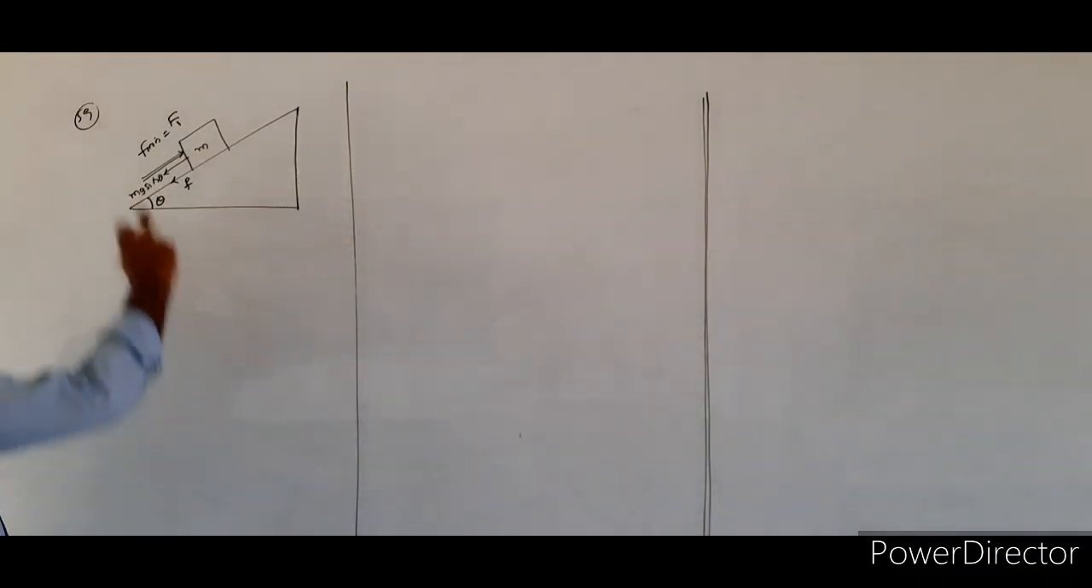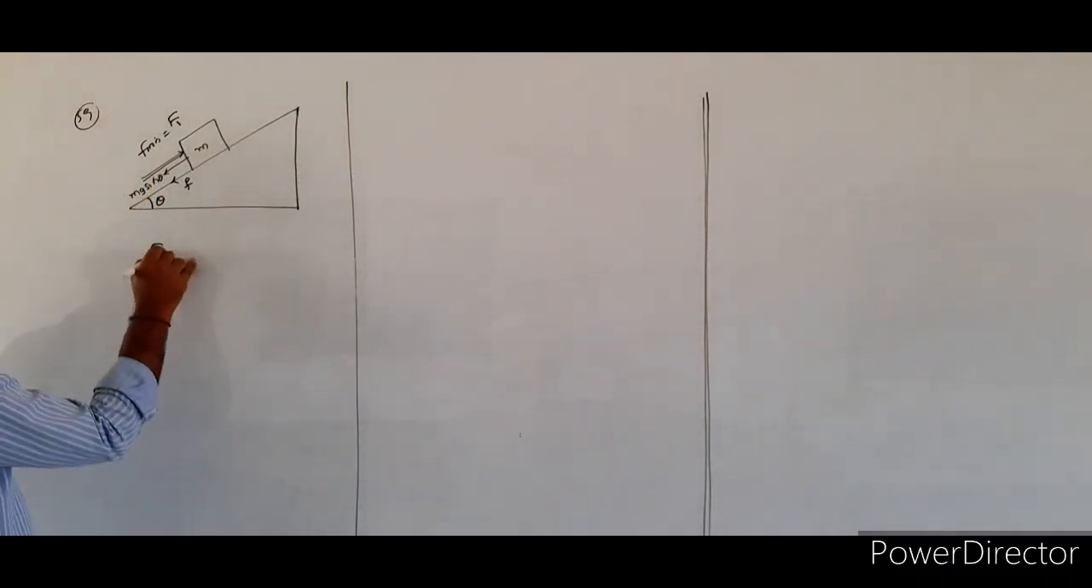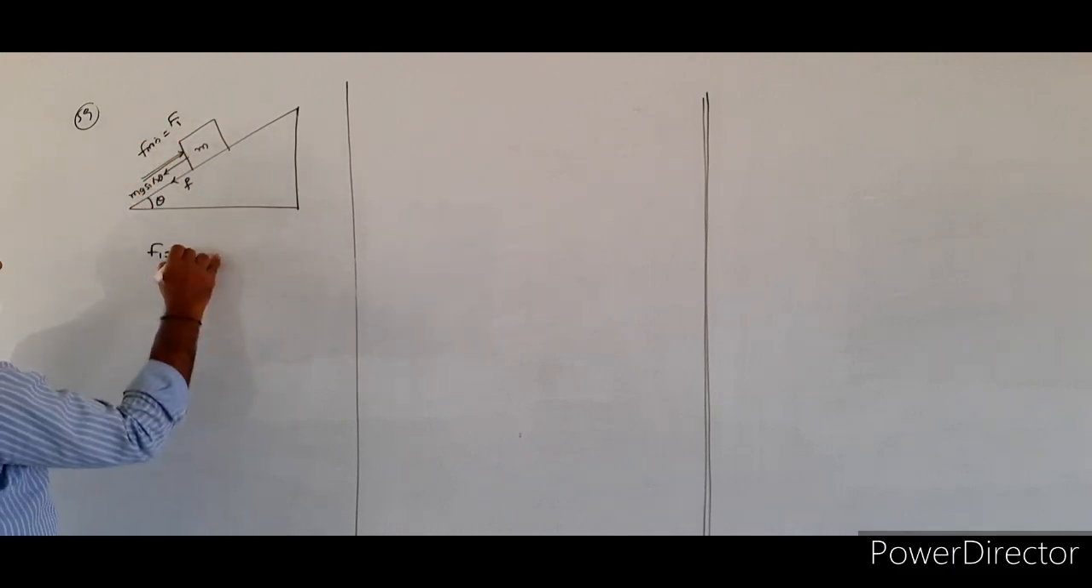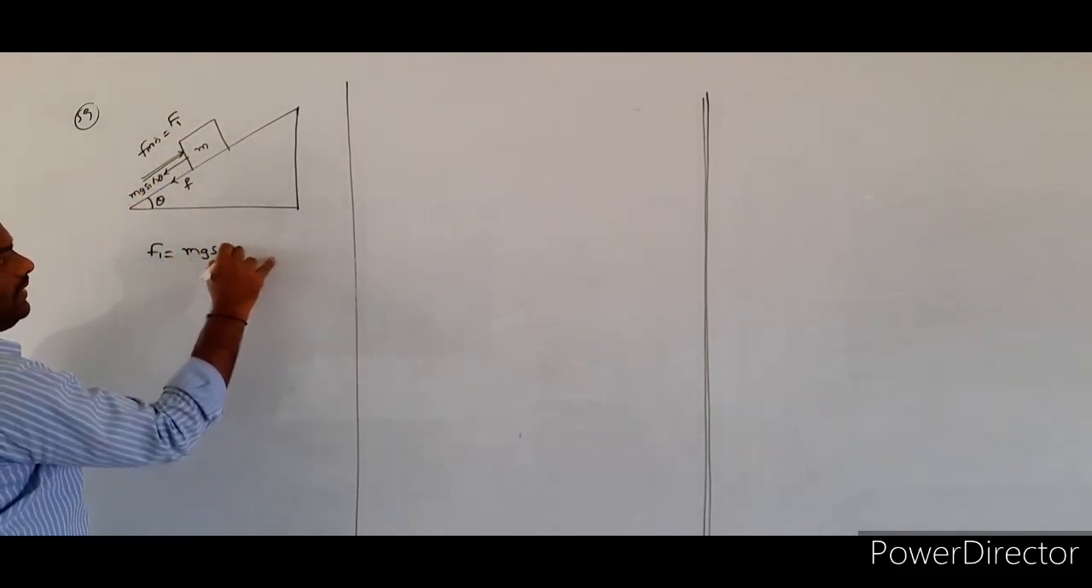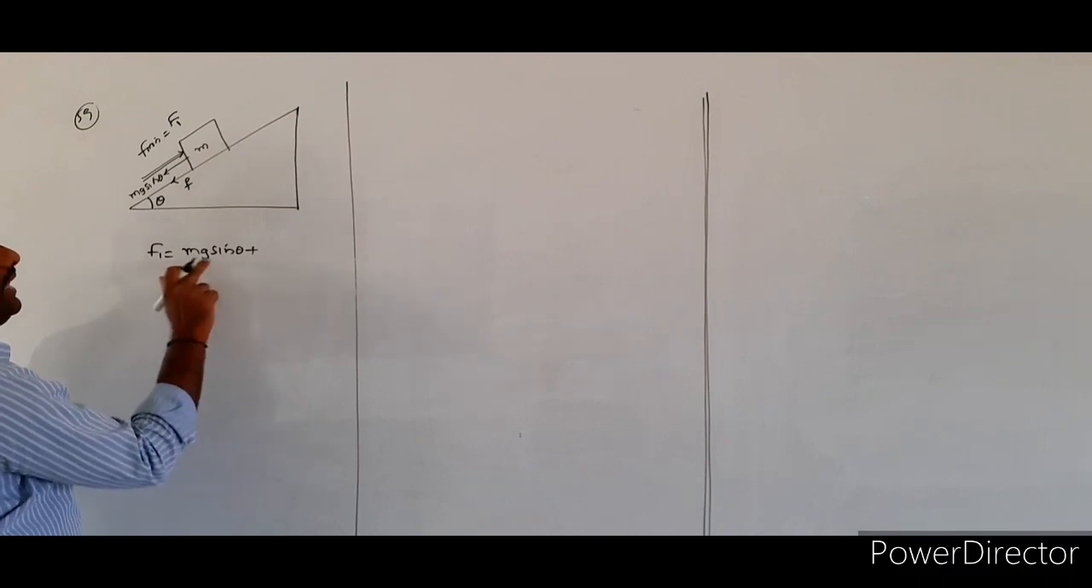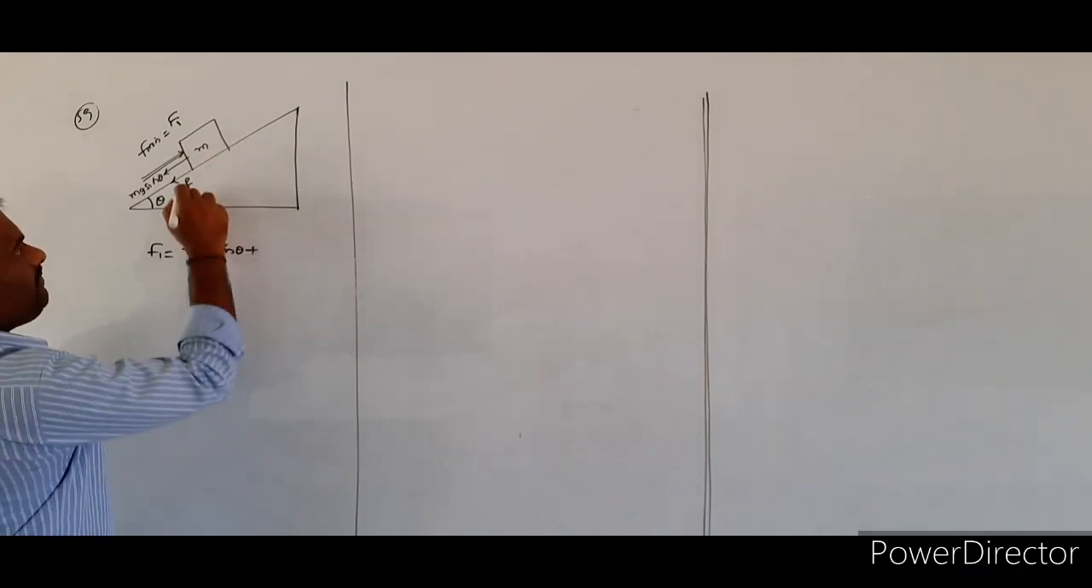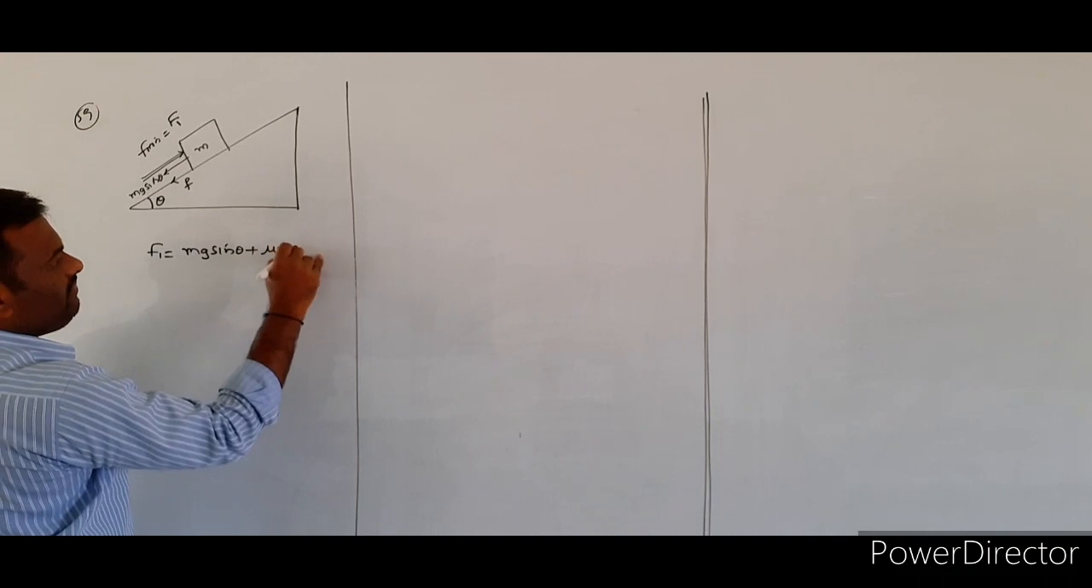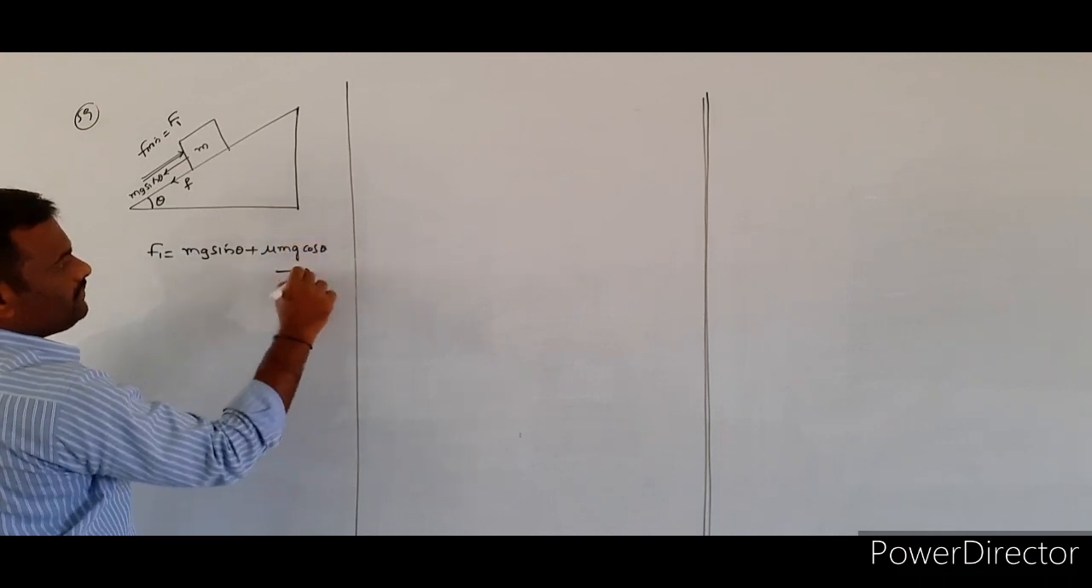When they mention the minimum force, as I already told, these two forces are equal, that is F1 is equal to mg sin theta plus F. Directly I am writing, F is equal to mu mg cos theta.